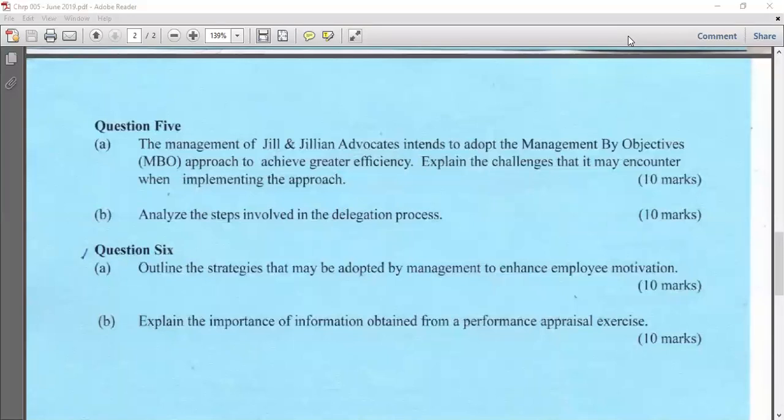But even as you delegate, you make sure you still are overall accountable for the processes that you will have delegated. In case there is any problem, you will not run and say, oh, it's a subordinate who did not do what was expected of them. So what is the process of delegation?